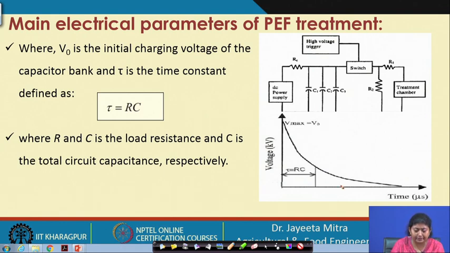So, V0 is the initial charging voltage of the capacitor bank, and tau is the time constant defined as tau equal to R into C. R is the total load resistance and C is the total circuit capacitance respectively. So, tau is equal to R into C.